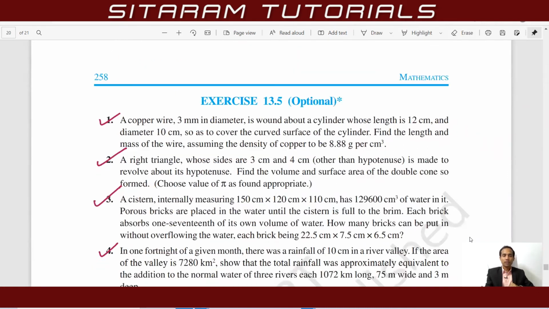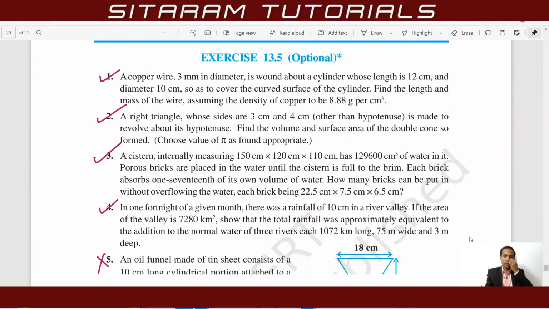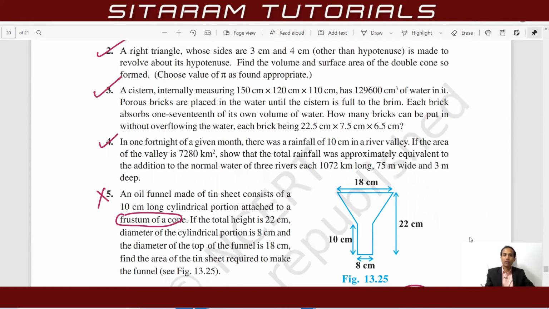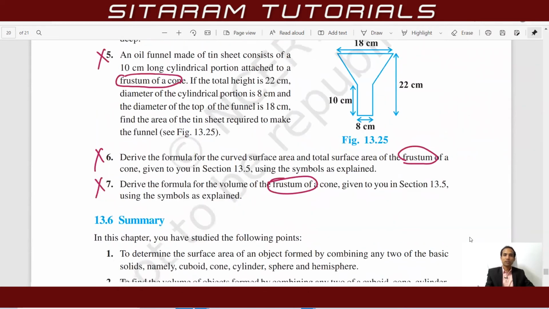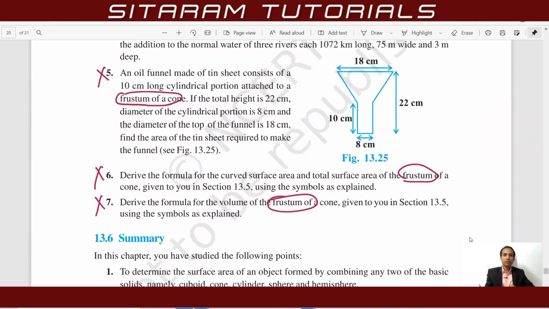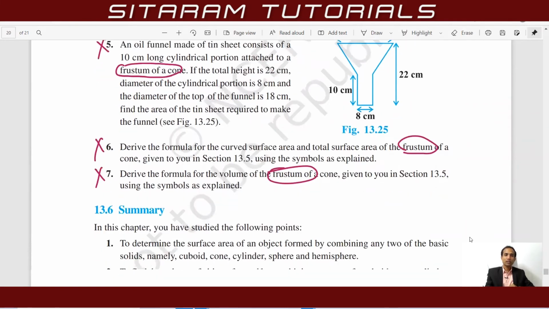Now, if you see the optional exercise, the first, second, third, fourth are not based on frustum. So all 4 questions are there. And from the 5th question onwards, the 5th, 6th, 7th questions are based on frustum of a cone. So these questions are not there in the syllabus.